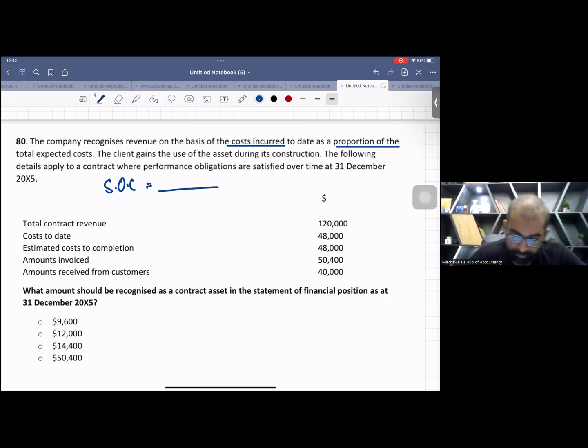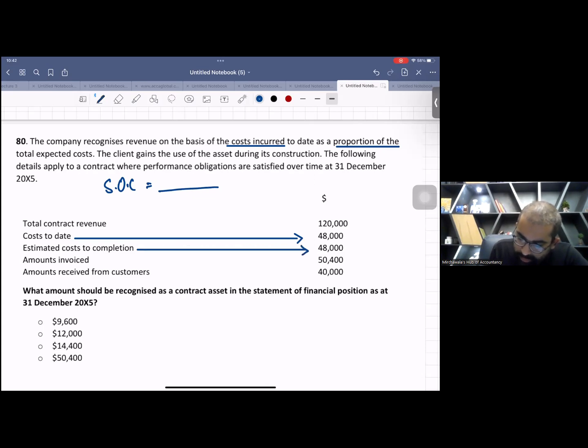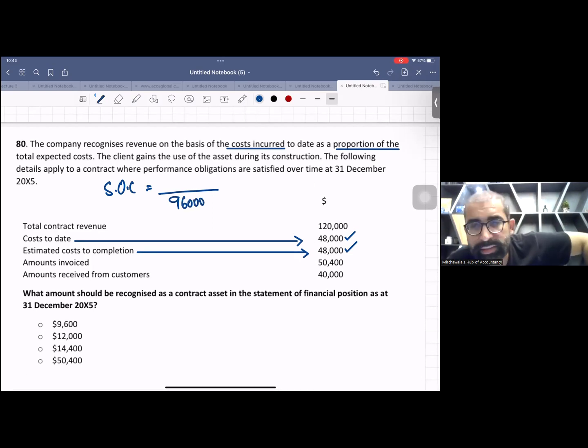Now what is cost incurred to date? Check please. How much is the cost incurred to date? 48,000. And what is the estimated cost to completion? It's 48,000. I'm sure you remember this. If you want to calculate total estimated cost, it means cost incurred to date plus cost to complete. So 48 plus 48 is 96. 96,000 is the total estimated cost.